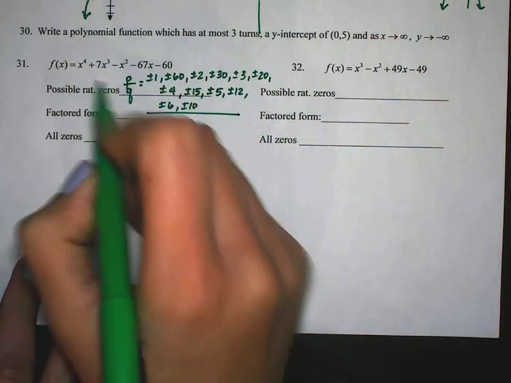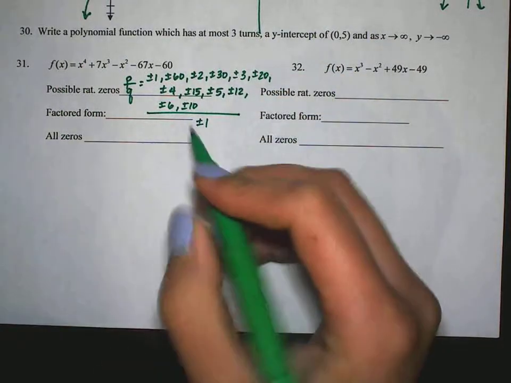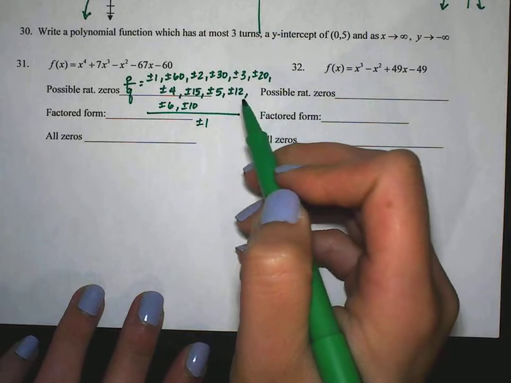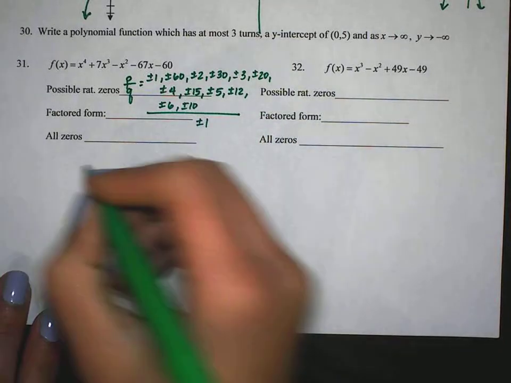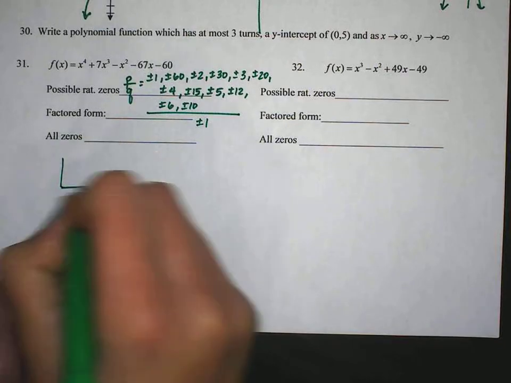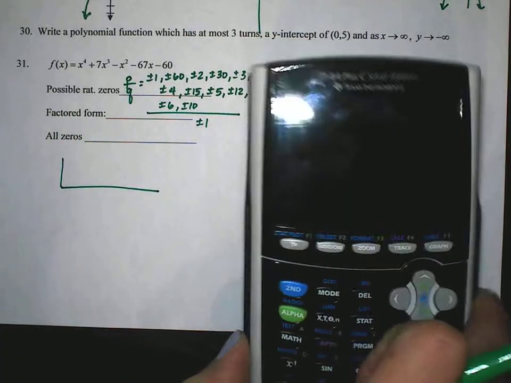Okay, Q is the leading coefficient. Here it's that imaginary one, so plus or minus 1. So it's all these possible numbers I could use to guess for my zeros. If I want to find the factored form, we're going to go ahead and break out a calculator here.